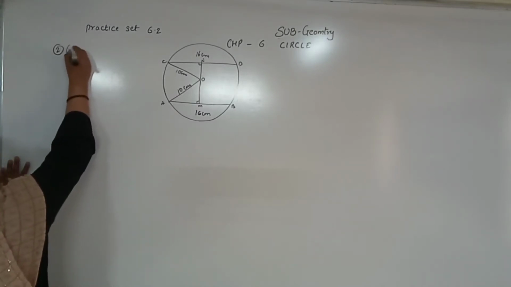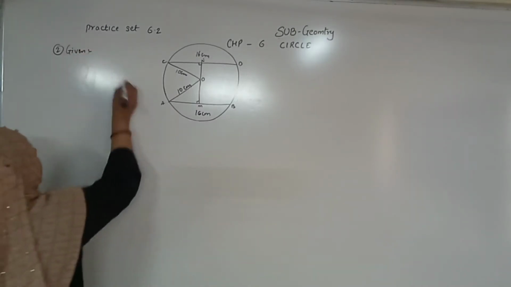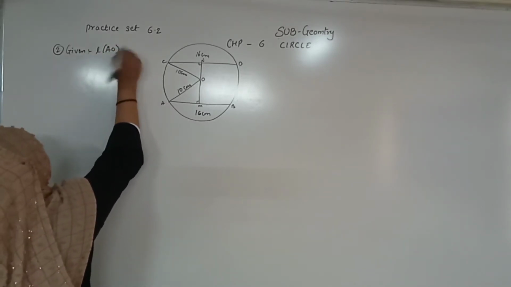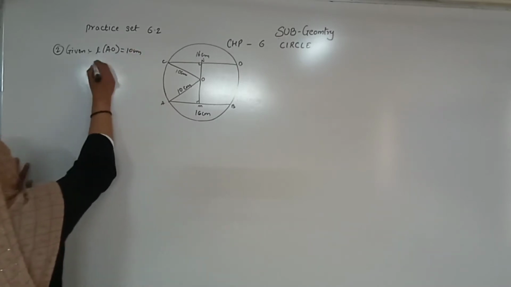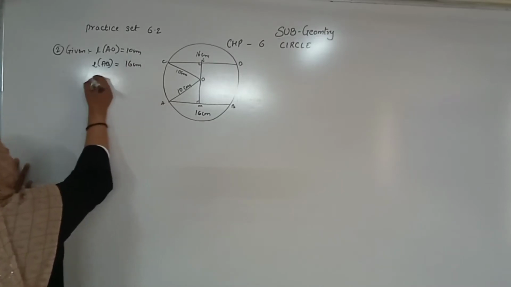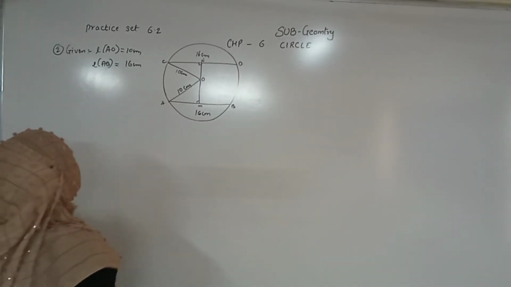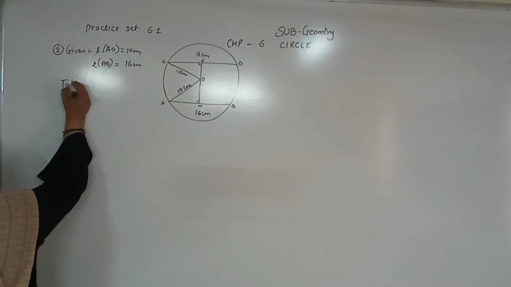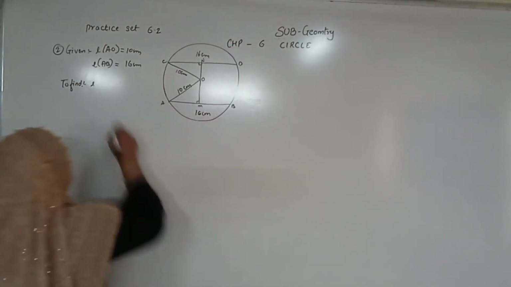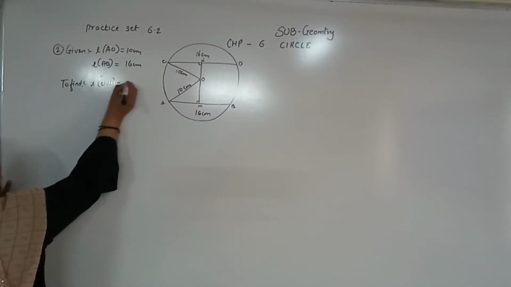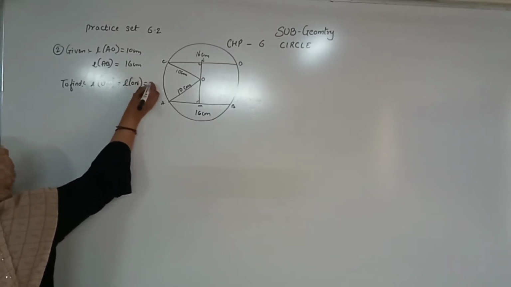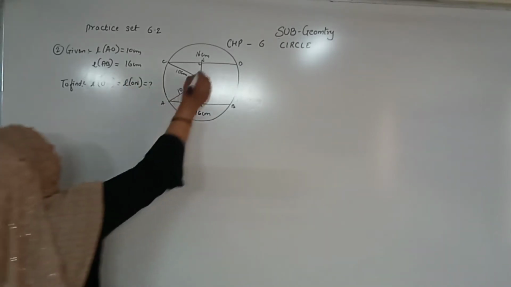Now, for the given part, write what is given. OA equals 10 centimeters, and AB equals 16 centimeters. That's all. Now, to find: what do we have to find in the question? The distance from the center of the circle. So the length of OM equals what? And ON equals what? We will find both.